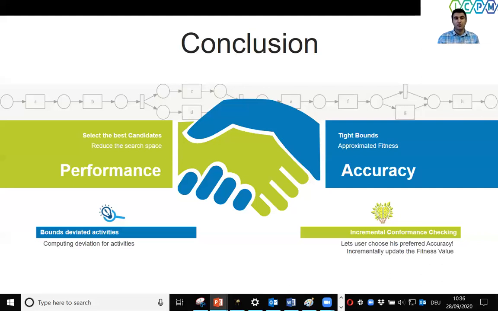To extend this work, we aim to provide an incremental conformance checking that incrementally increases the size of the simulated log and lets the user stop the incremental process when the bandwidth is satisfactory. Moreover, we aim to provide tighter bounds and also compute deviations for activities, which makes our approximation more useful for diagnostic purposes.